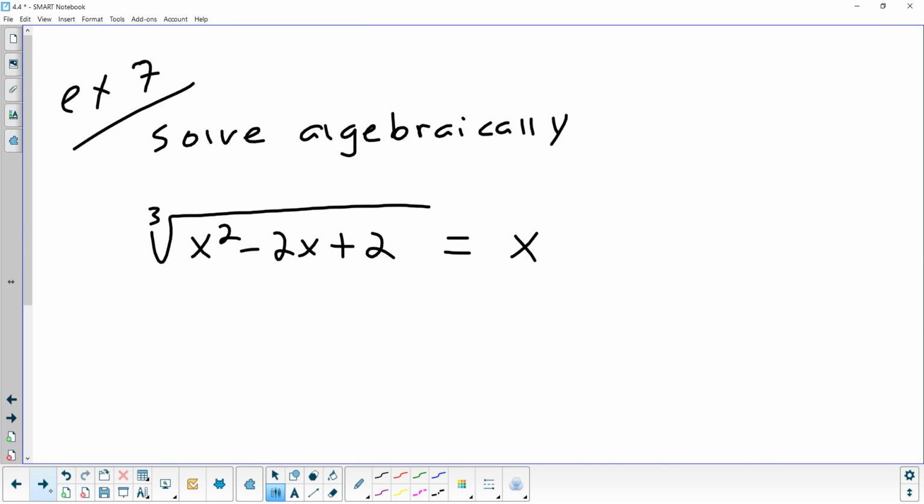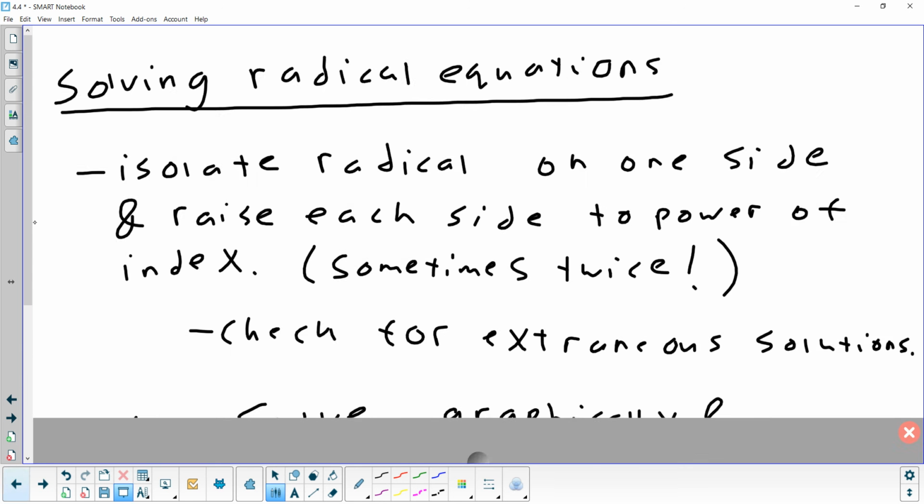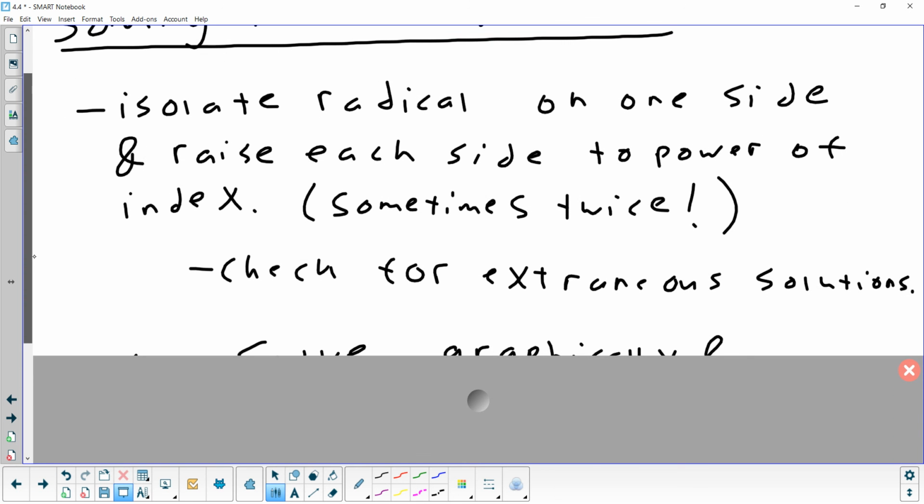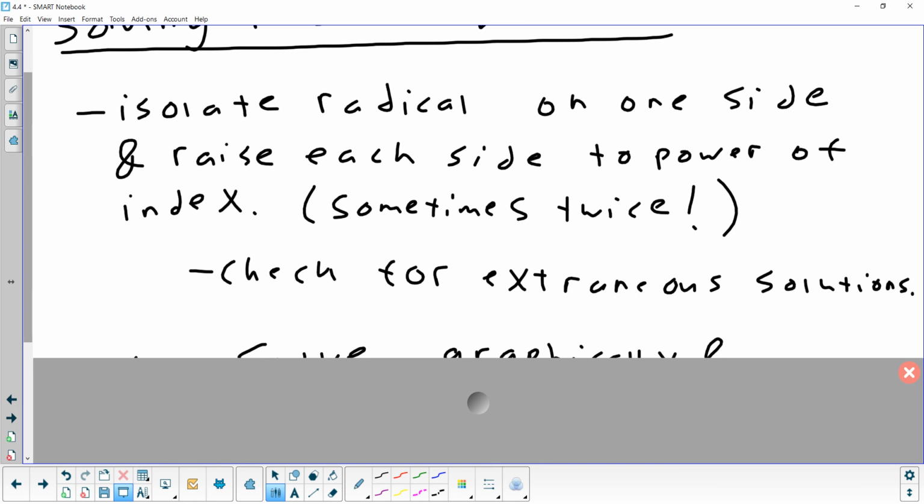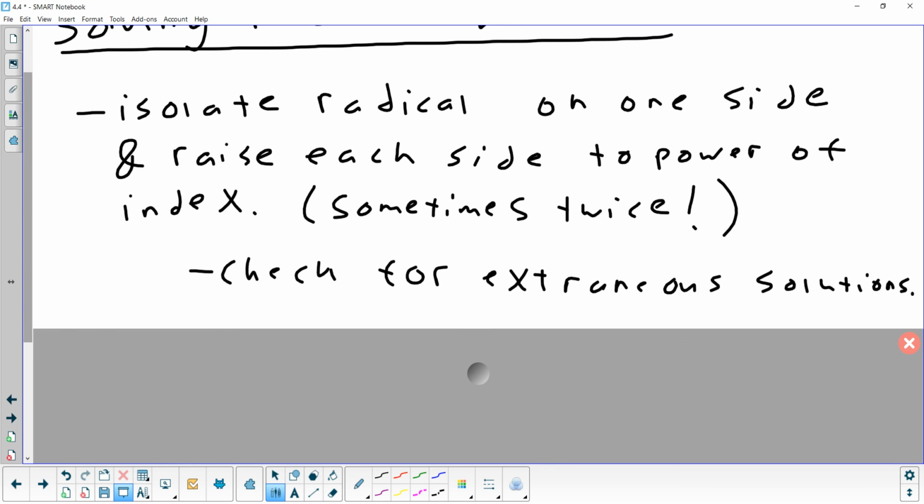I just want to see the two that I have. Here we go. That one. I'm going to do number 7 first because that's actually easier. You do have to check for extraneous solutions, like we mentioned yesterday. And we're going to start with example 7.